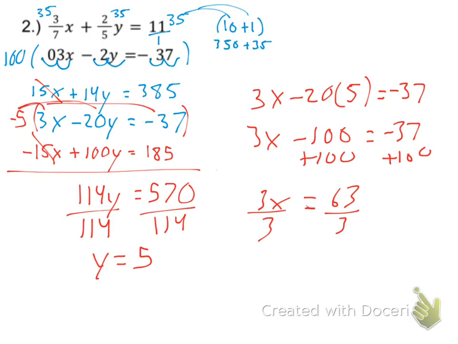And divide by 3. X is equal to 21. Now you're done. Or are you? But really, if it's a point, you probably should set it up as a point. So it should be (21, 5).